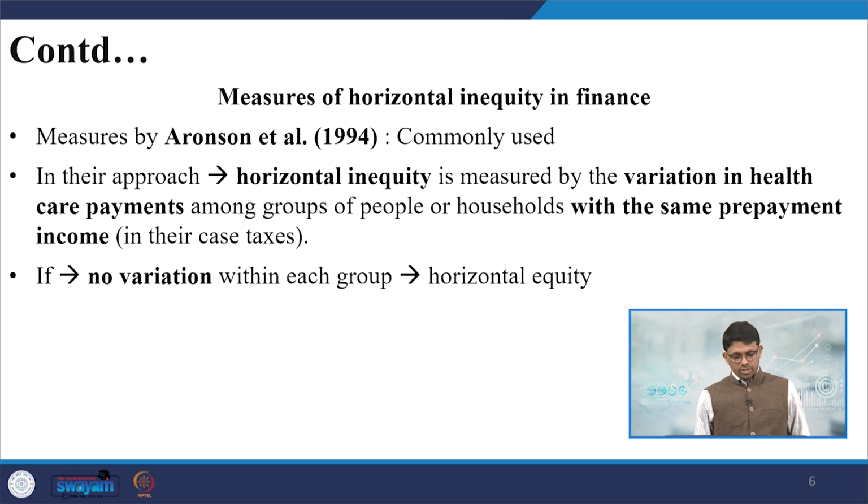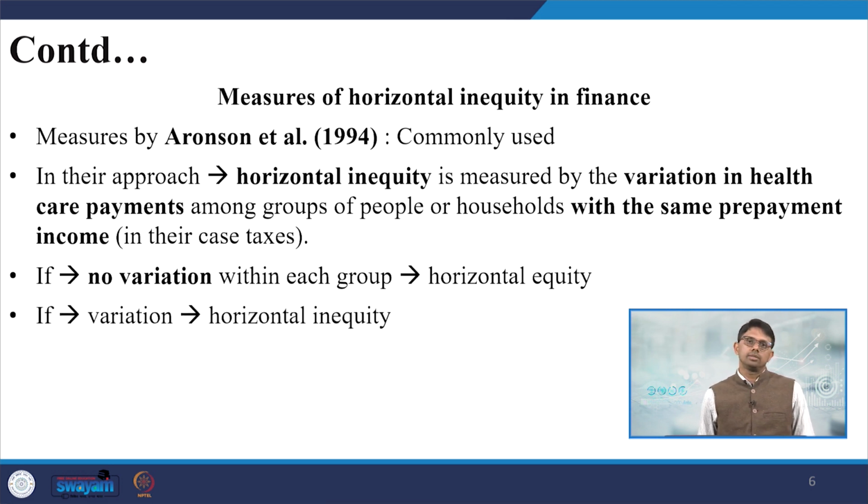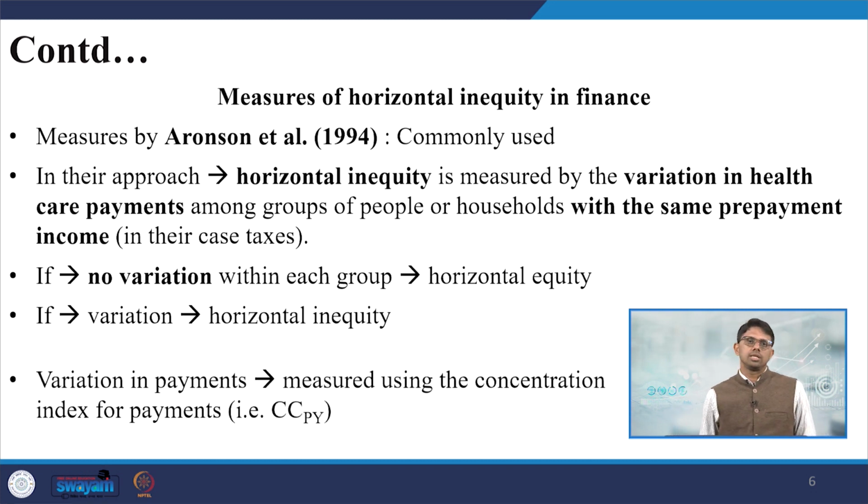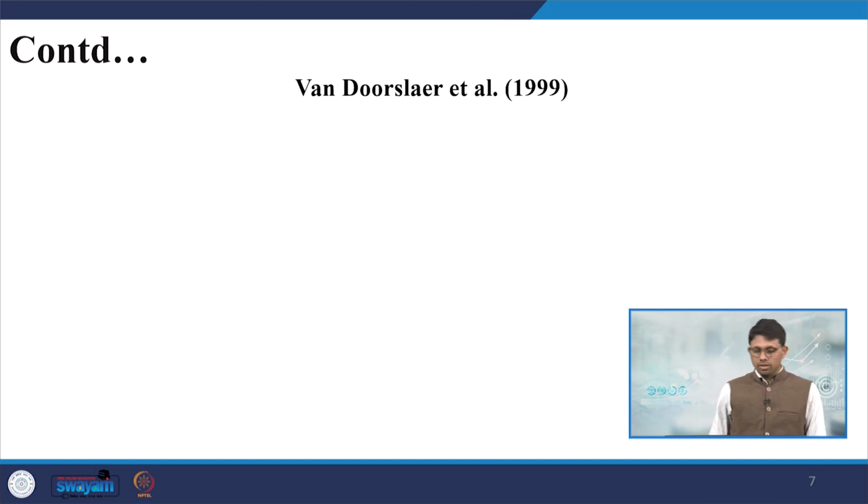And if there is no variation within each group, then of course we attain horizontal equity, and in case of variation that results in horizontal inequity. Horizontal refers to the same income level or status, etc. And variation in payments is measured using the concentration index for payments, which we did in the last lecture. So, CCPY, which we discussed, payments given the income. We are referring to Doorslaer et al.